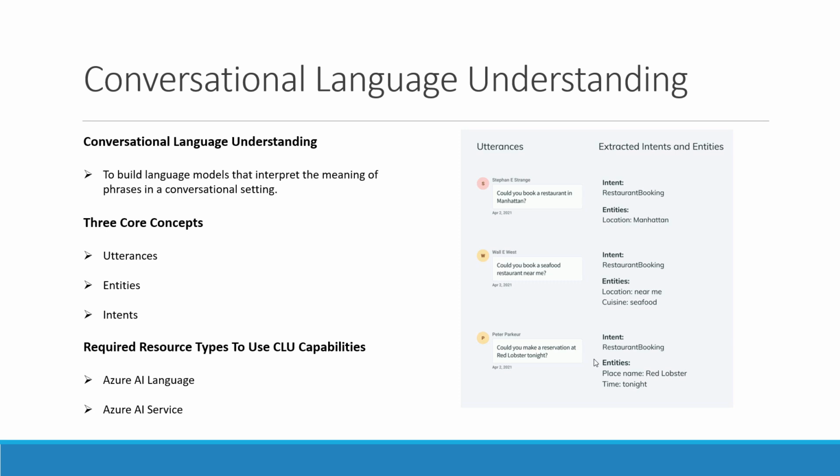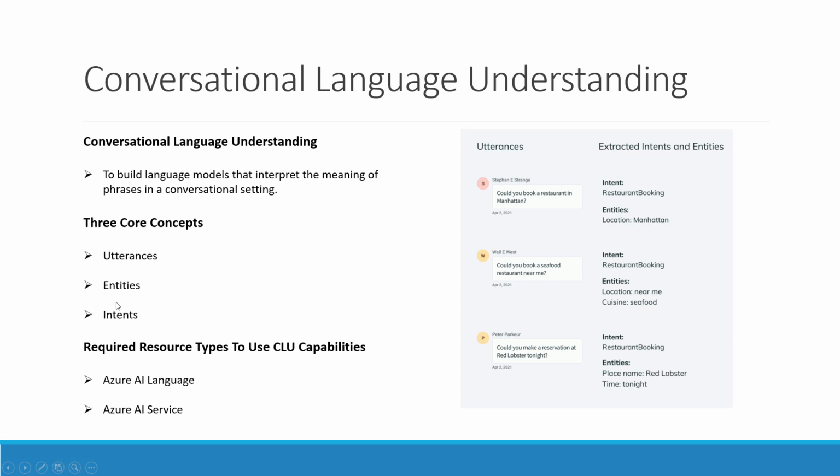It's used to interact with computers and humans. So this CLU is used to build the language model that interprets the meaning of phrases in conversational settings. Okay, so that is conversational language understanding. If you see the three core concepts here, it's utterance, entity, and intent. So these are the three core components. We'll get into detail on that.